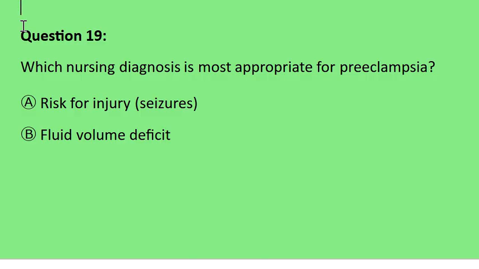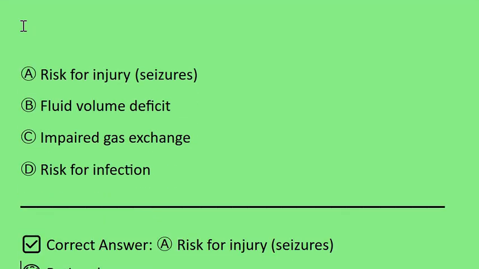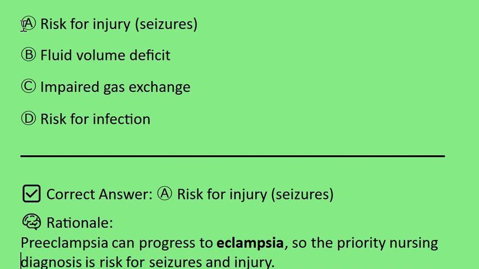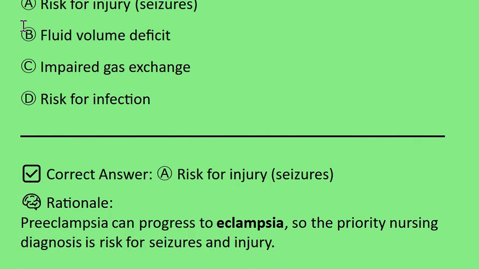Next question is question number 19. Which nursing diagnosis is most appropriate for preeclampsia? Read each option carefully, select your best choice, and then I will give you the correct answer for this question. And for this question, the correct option is option A, risk for injury or seizure. Preeclampsia can progress to eclampsia, so the priority nursing diagnosis is risk for seizure or injury.